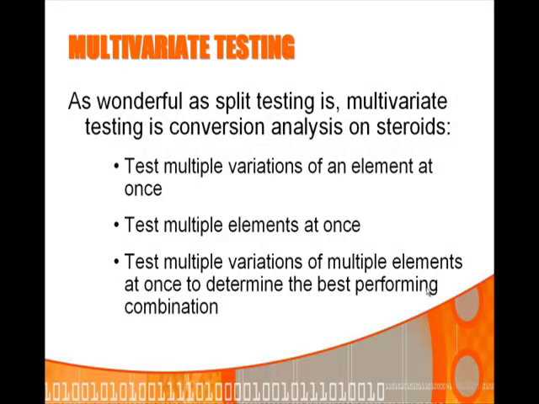Now, we've just finished explaining that you can only test one element at a time, and unless you have a large sample size, only two variations of an element at a time. This is true with split testing. However, with the recent advent of a new testing methodology called multivariate testing, you can accurately test multiple variations simultaneously. You can also test multiple elements simultaneously. But the real power of multivariate testing is that you can accurately test multiple variations of multiple elements all at once to determine the best performing combination without an exceedingly large sample size and in a relatively short amount of time.